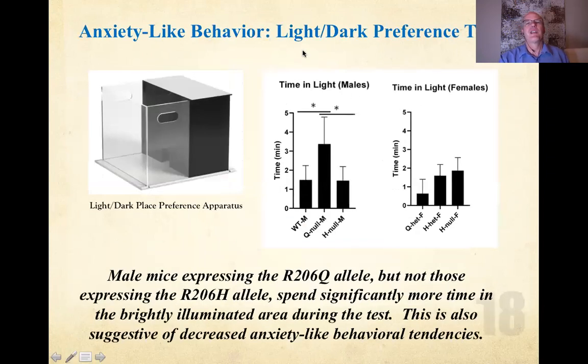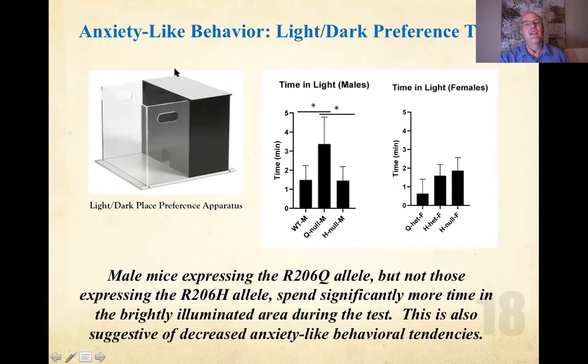We also use the light-dark place preference test to assay anxiety-like behavior. It's a similar assay in that it has a light compartment and then a dark compartment that's connected by a door for the mouse to go back and forth freely.